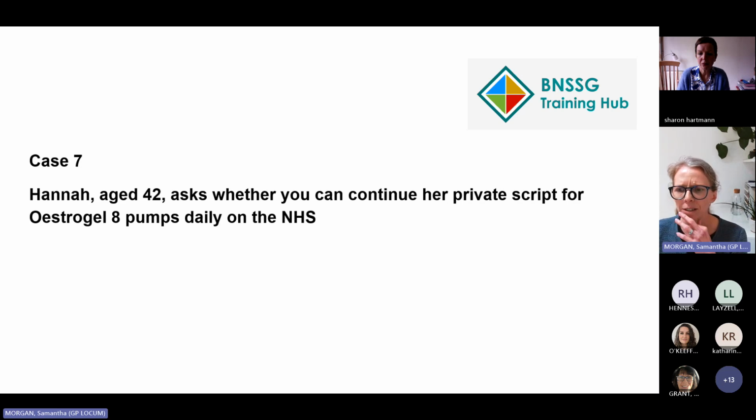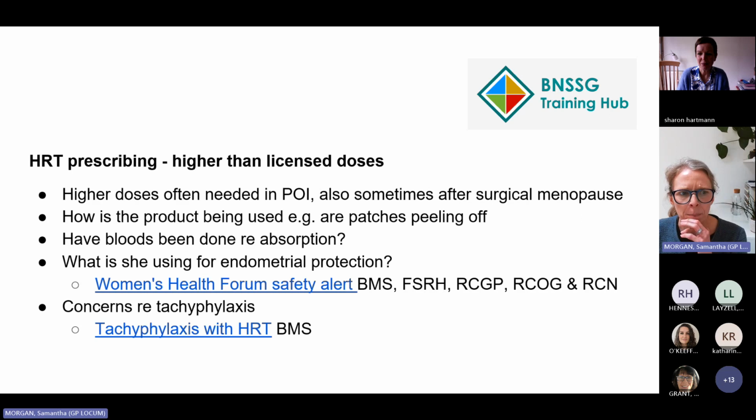So I'm not going to go through the politics of the NHS private interface. But yes, higher than licensed doses. So I very rarely prescribe above the licensed doses, but on occasion I do. So there are some people who do genuinely need higher than the licensed dose to get symptom relief. So particularly those women with POI and also sometimes after surgical menopause.